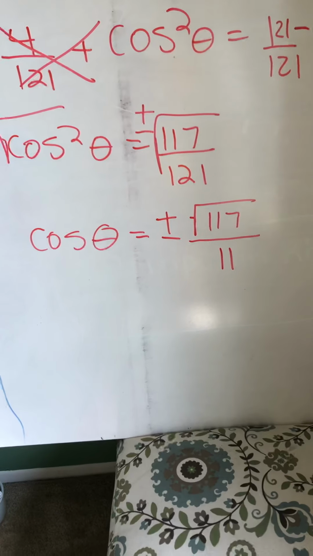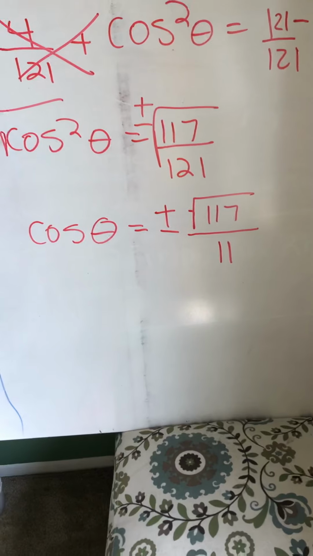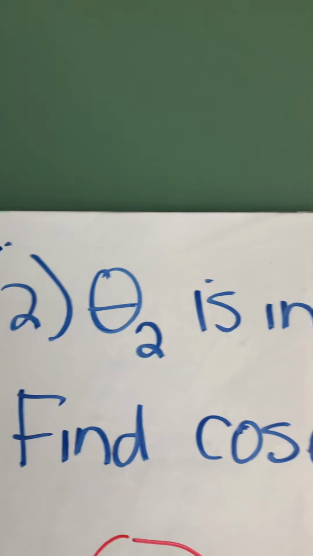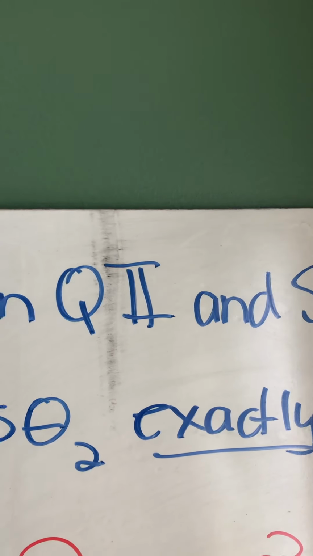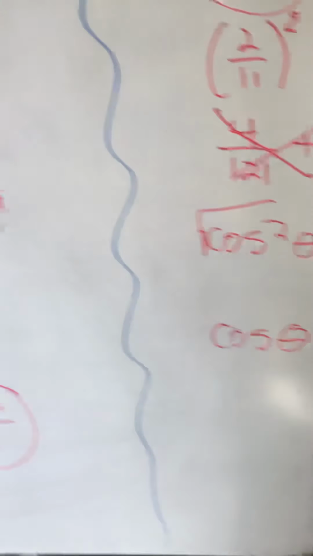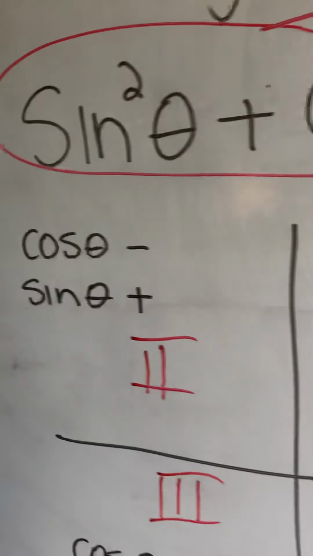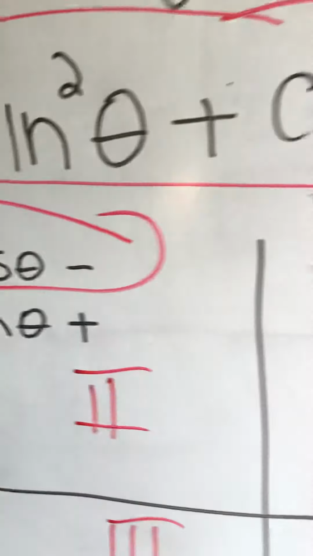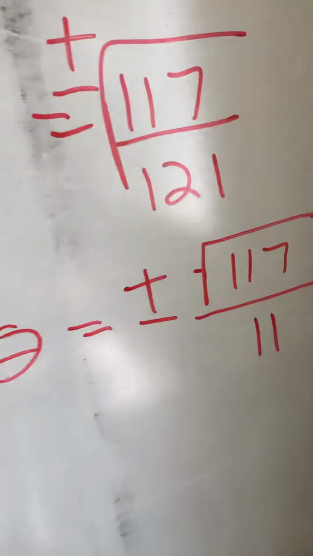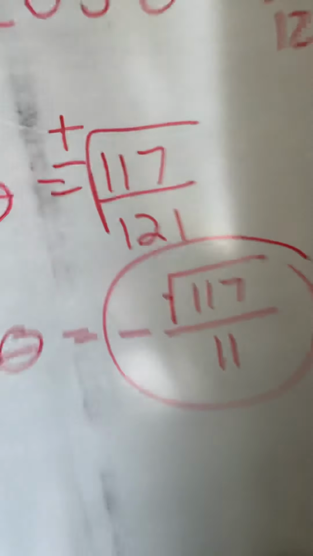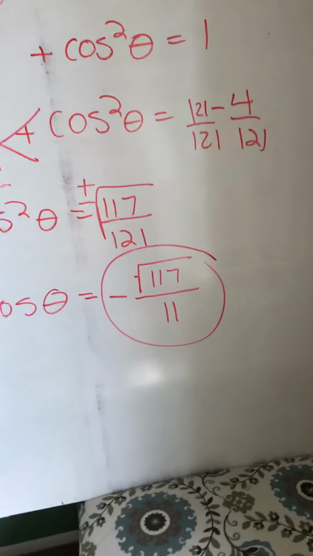Now, let's decide if cosine is positive or negative. Let's go back to the instructions. It says theta sub 2 is in quadrant 2. Let's go to quadrant 2 and see if cosine is positive or negative. Let's go to quadrant 2. Take a look. Cosine is negative. There we go. That's how we know our answer is negative, and that's what we're going to put into Khan Academy.